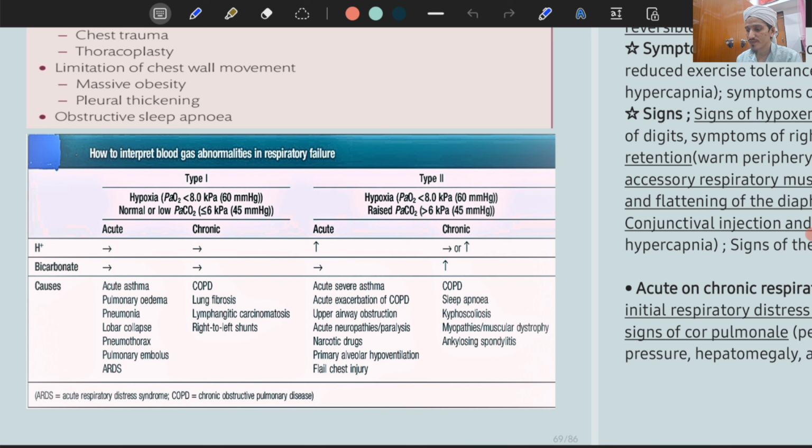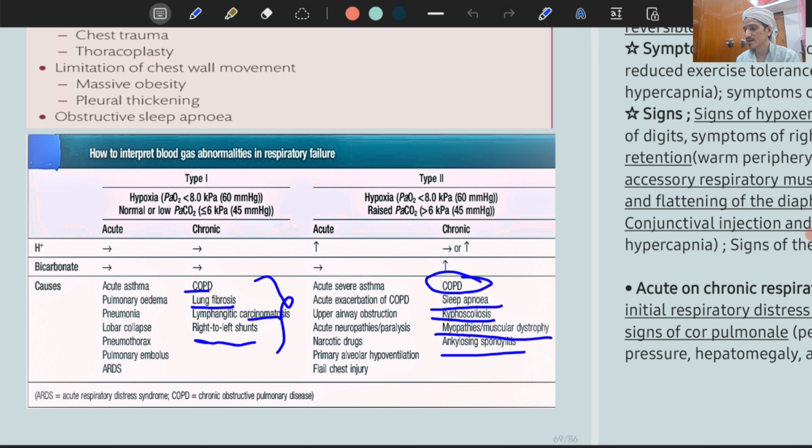Chronic causes: COPD, fibrosis, right to left shunts, or some carcinoma which is obstructing the lymphatic drainage. So these are the 4 important causes of chronic hypoxemic respiratory failure. And in chronic type 2 hypercapnic respiratory failure, the most common cause is COPD. Sleep apnea is also a cause, and second are kyphoscoliosis, myopathies and muscular dystrophy, ankylosing spondylitis. So these are the causes.